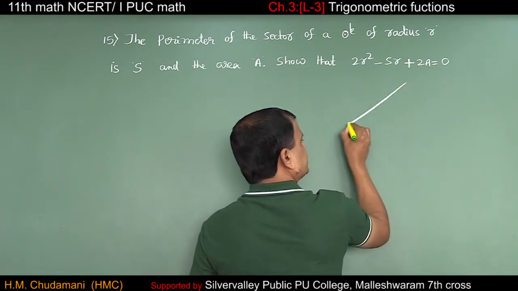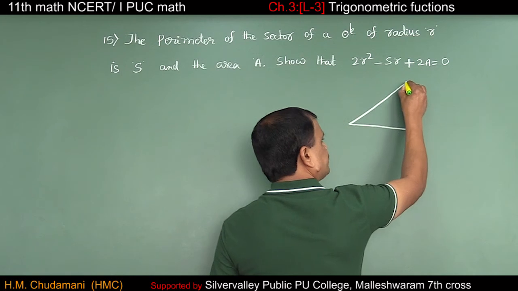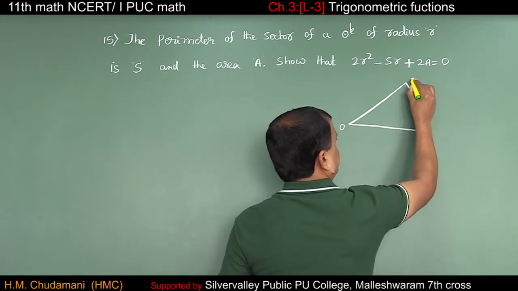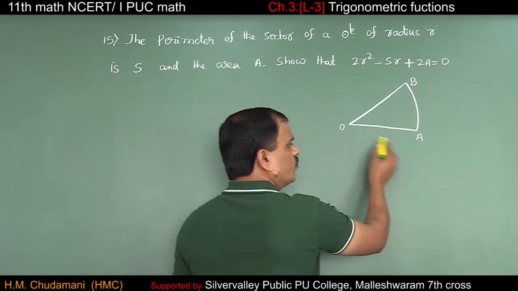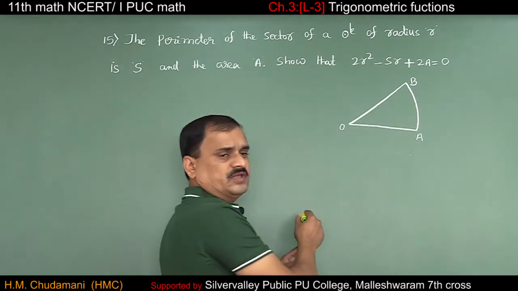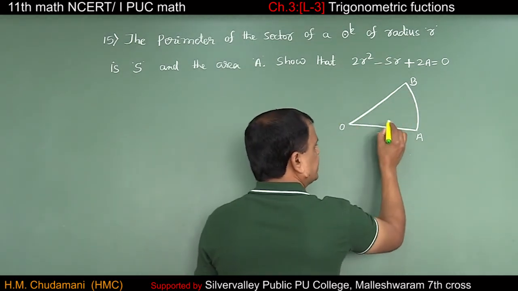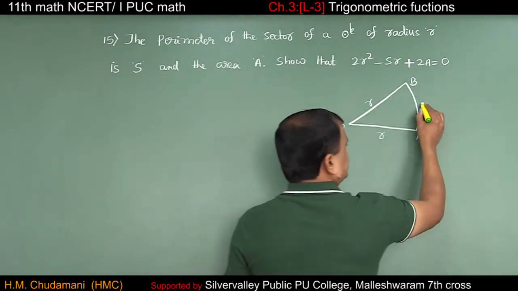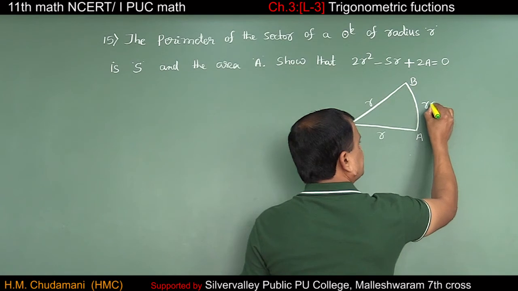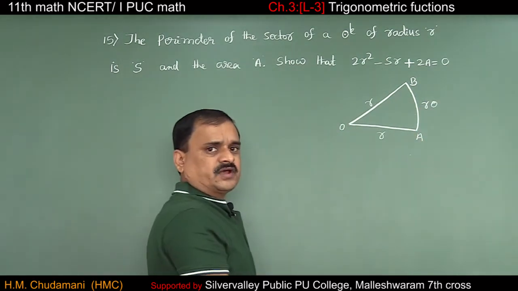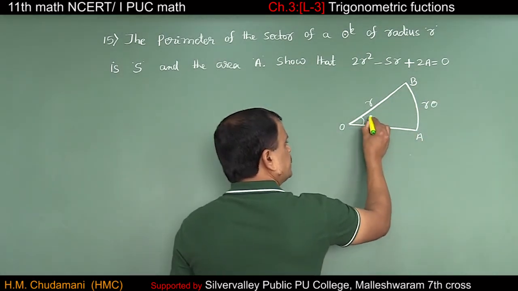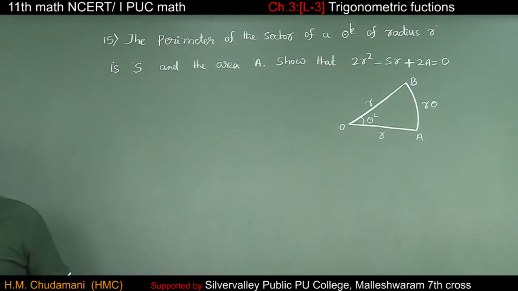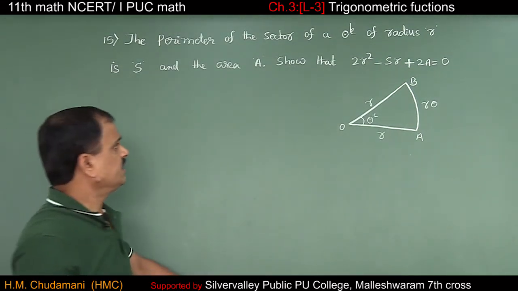See, this is the sector of a circle OAB. Perimeter is OA plus AB plus OB. OA is radius, OB is radius, AB is S, the arc length. The arc length formula is R into theta, so this is the angle in radian actually.